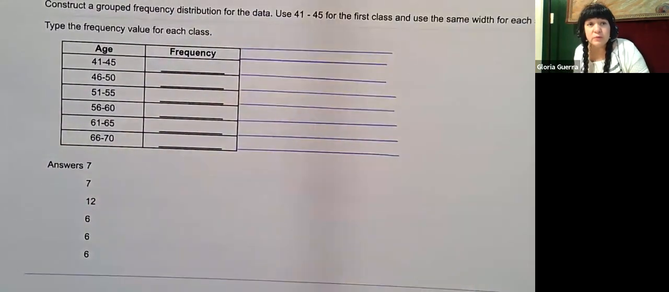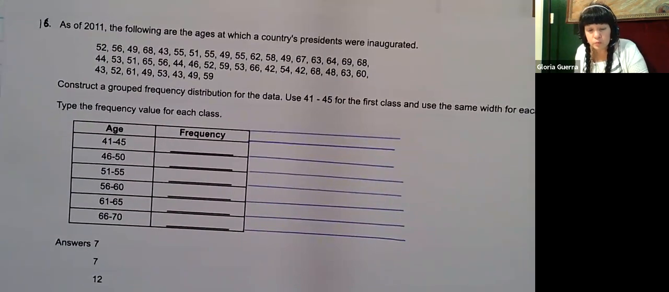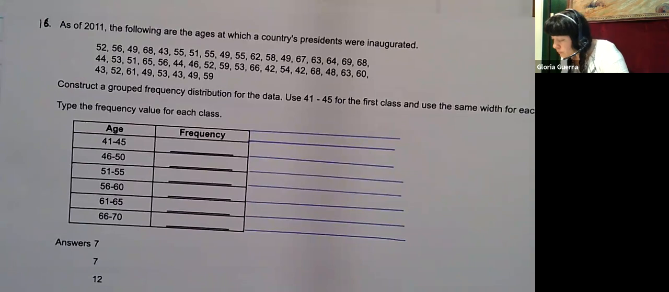So let's take a look at what 16 says. As of 2011, the following are the ages at which a country's presidents were inaugurated. So they're the ages of presidents then. Construct a group frequency distribution for the data. Use 41 through 45 for the first class, and then use the same width for each subsequent class.